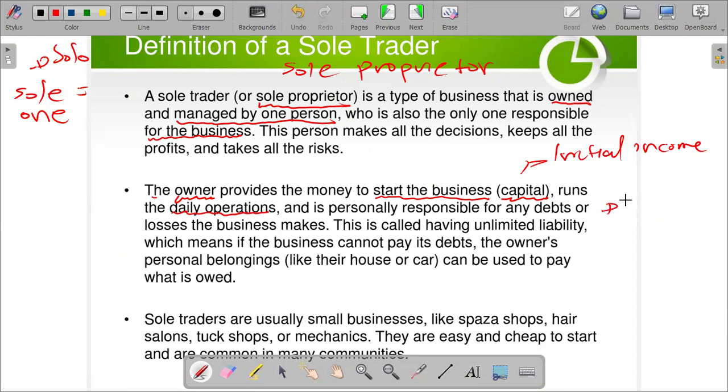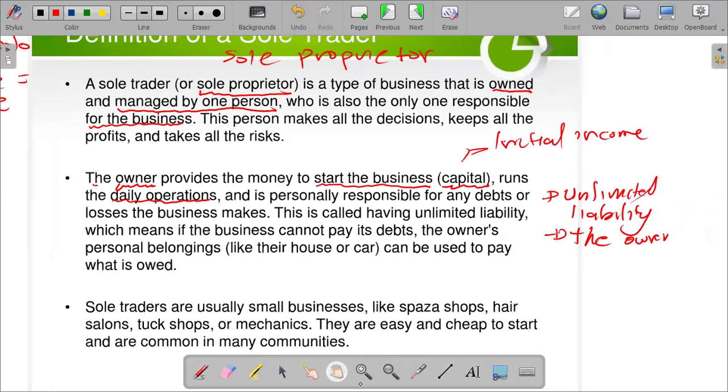So this business will have unlimited liability. Because why? The owner, so don't say owners, the owner is responsible. He's the only one responsible for these debts. So you can't put the matter onto the business because the owner is tied with the business, right?